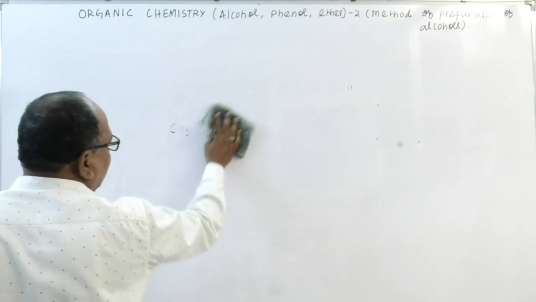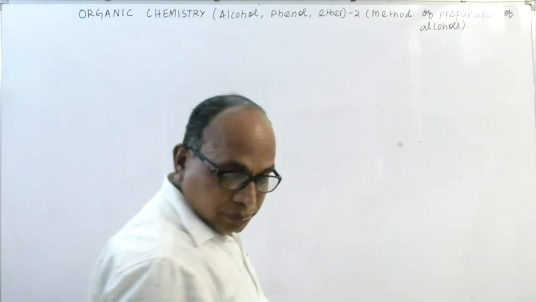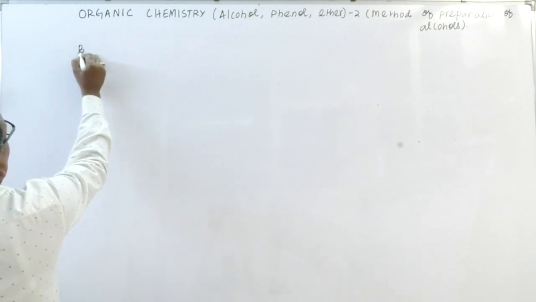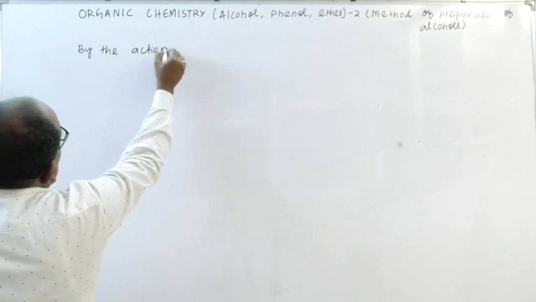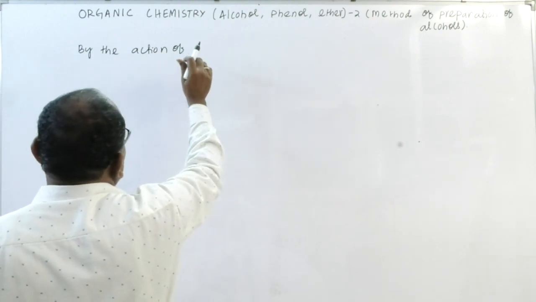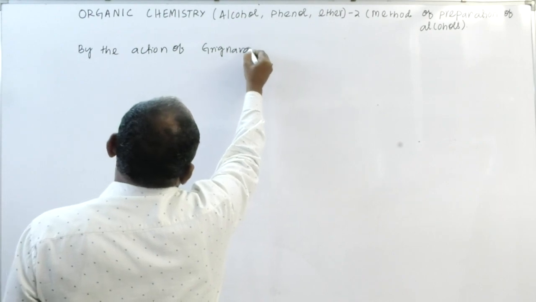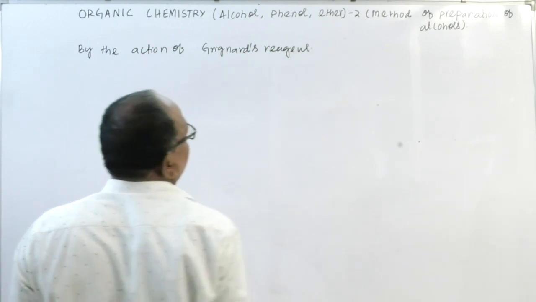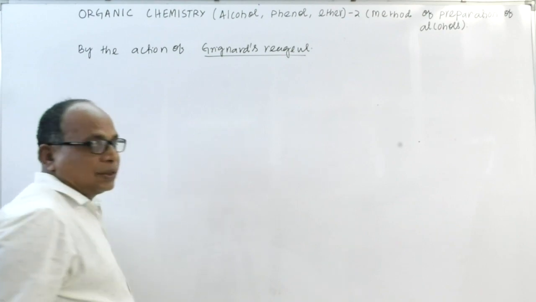Now we come to another method. How can you prepare primary, secondary, tertiary alcohol from aldehyde and ketone by the action of Grignard's reagent? What do you mean by this Grignard's reagent?